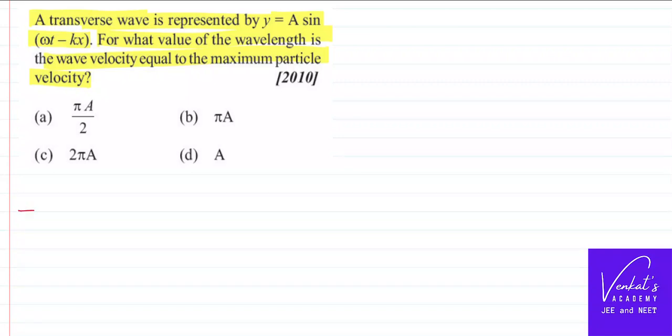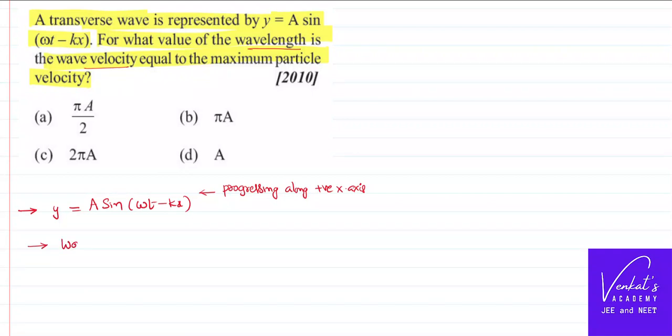We know a wave equation can be represented as displacement of the particle, y equal to A sin(ωt plus or minus kx). He has given a minus kx, which means the wave is progressing along the positive x-axis. Though it's not required, I am just telling you that. Now, for what value of the wavelength, lambda, do you want to find out? Wave velocity. So what is wave velocity?